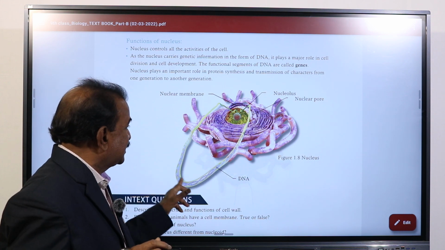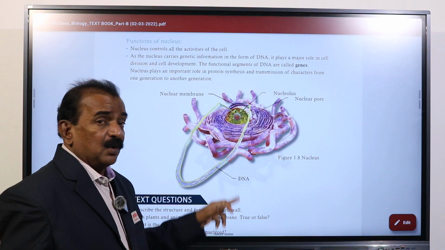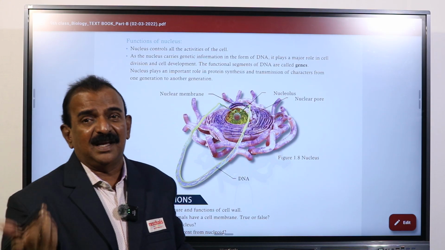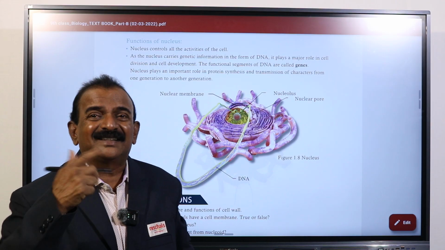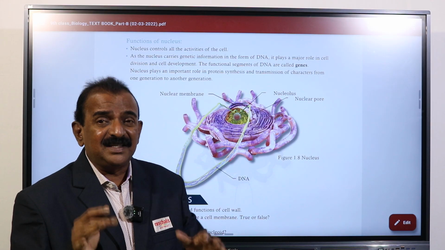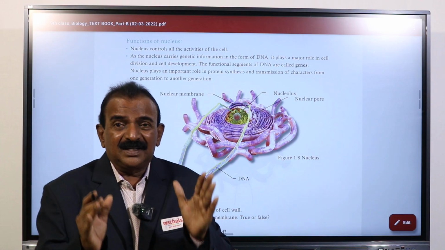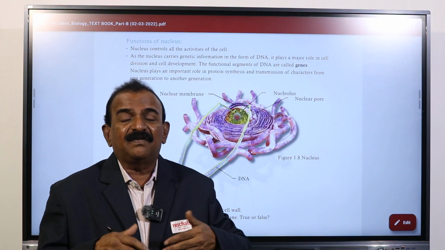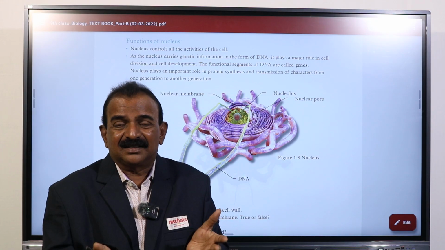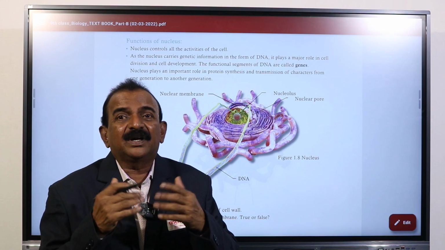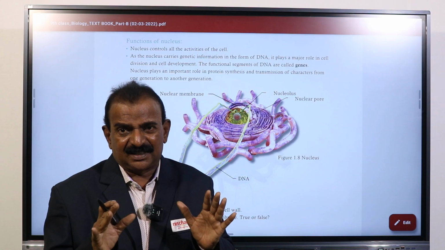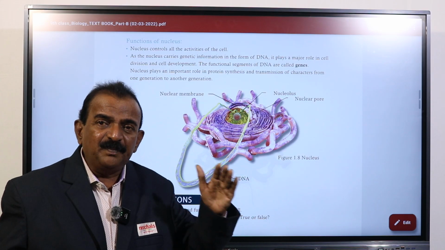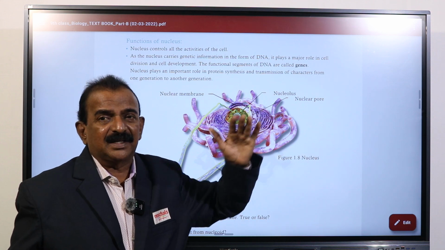Again, you are seeing the presence of a chromosome. Chromosomes are made up of DNA. The functional segment of DNA is called a gene. Nucleus is called a control room, and it controls the functions of other cell organelles, and it is also helpful in protein synthesis. It is also helpful in transmission of characters from one generation to the another generation.